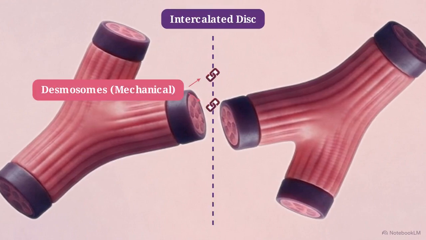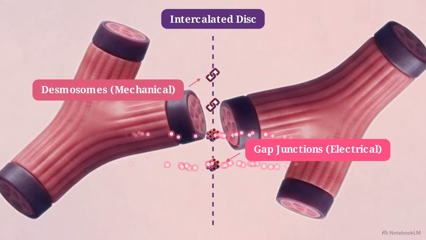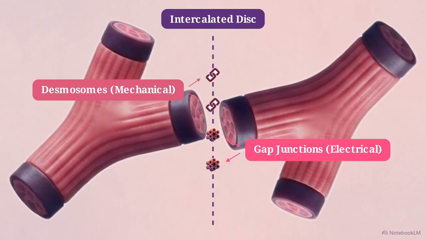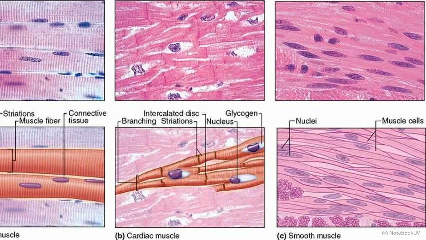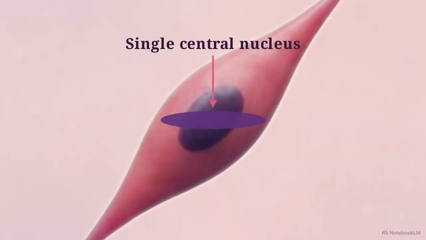Desmosomes provide the anchoring strength to prevent separation during contraction, while gap junctions allow rapid ionic flow necessary for synchronized pumping. Finally, panel C shows smooth muscle. This tissue consists of tightly packed, spindle-shaped cells that completely lack visible striations. Each cell contains a single central nucleus.